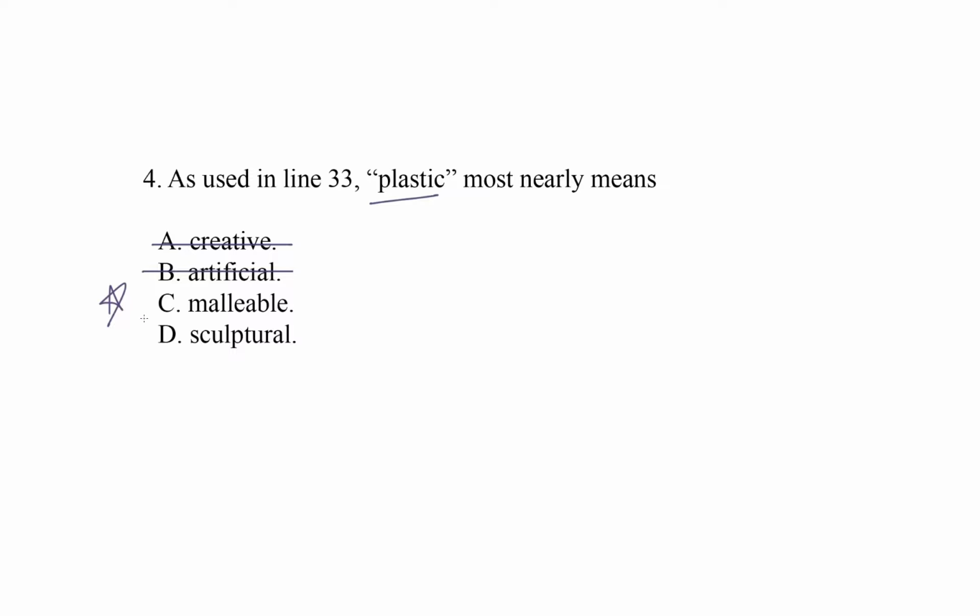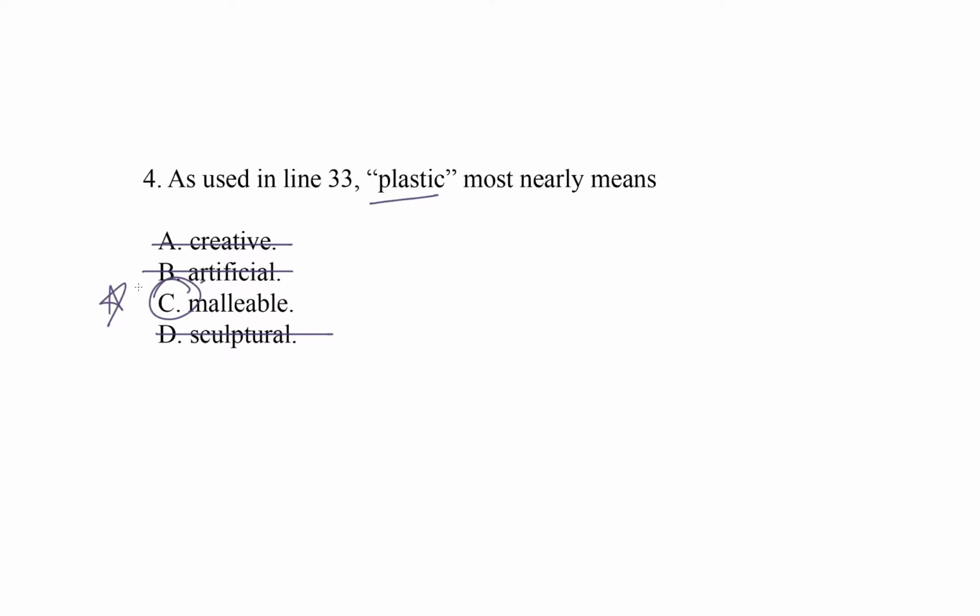I'm going to make a little star. D, sculptural. Well, that doesn't mean changeable. So choice C matches our prediction. And even if we didn't know the word malleable, we were able to eliminate the other choices because they didn't match. Okay, so that was plan A. We crossed out the word in the passage, and we made a prediction before we looked at the choices. And then we found a match based on that prediction.